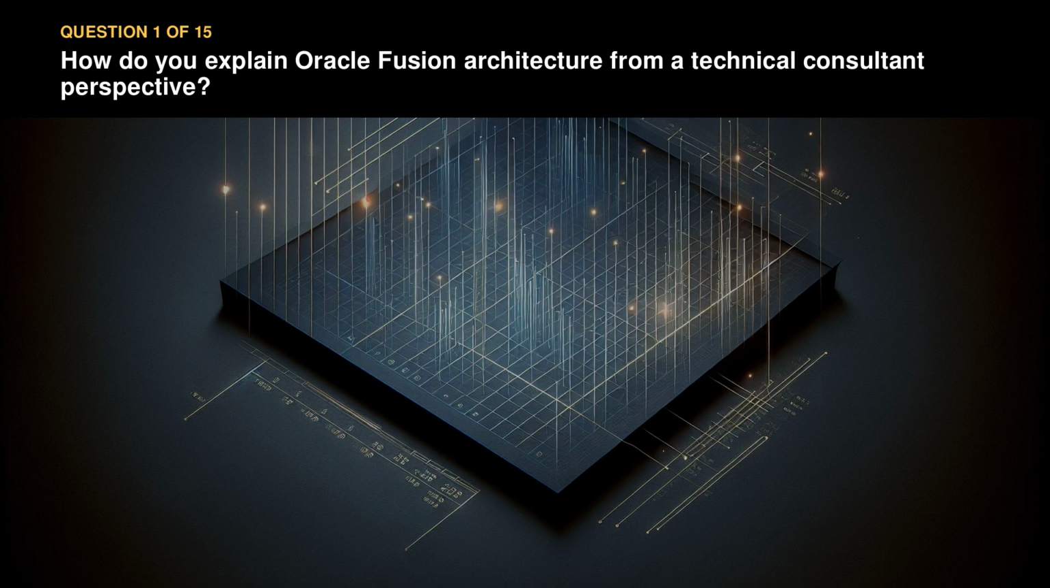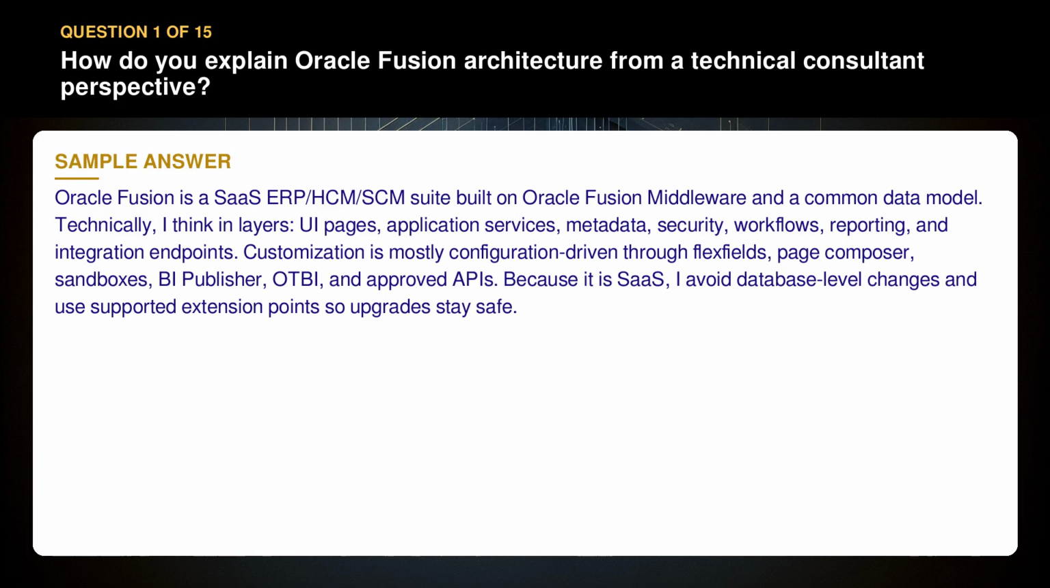Question 1. How do you explain Oracle Fusion architecture from a technical consultant perspective? Oracle Fusion is a SaaS ERP, HCM, SCM suite built on Oracle Fusion middleware and a common data model. Technically, I think in layers: UI pages, application services, metadata, security, workflows, reporting, and integration endpoints. Customization is mostly configuration-driven through flex fields, page composer, sandboxes, BI publisher, OTBI, and approved APIs.